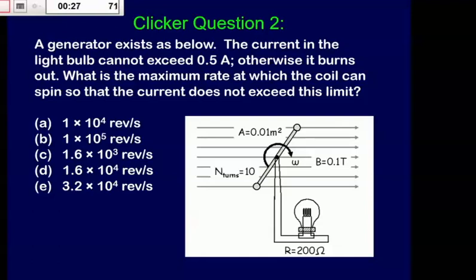It's kind of like the one we had in class the other day. You're lighting up a light bulb with this. The light bulb will burn out if the current through it is bigger than 0.5 amps. So what is the maximum rate at which the coil can spin so that the current does not exceed this limit? Discuss this with your neighbors and see what you think.